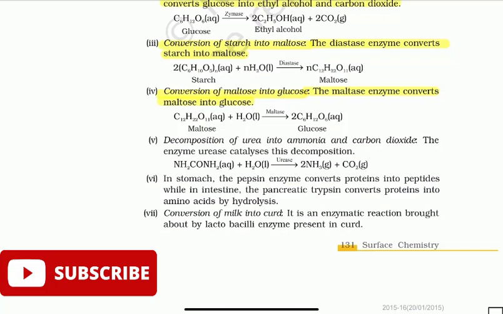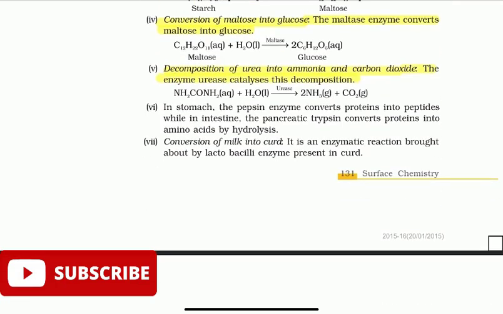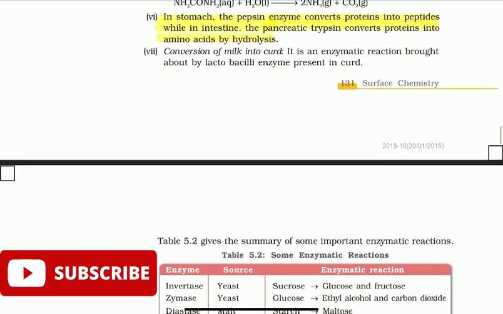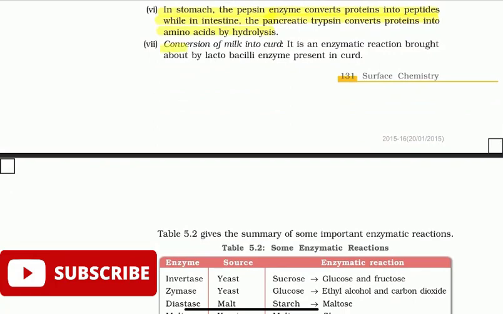5. Decomposition of urea into ammonia and carbon dioxide. The enzyme urease catalyzes this decomposition. 6. In the stomach, the pepsin enzyme converts proteins into peptides, while in the intestine, the pancreatic trypsin converts proteins into amino acids by hydrolysis. 7. Conversion of milk into curd. It is an enzymatic reaction brought about by the lactobacillus enzyme present in curd.